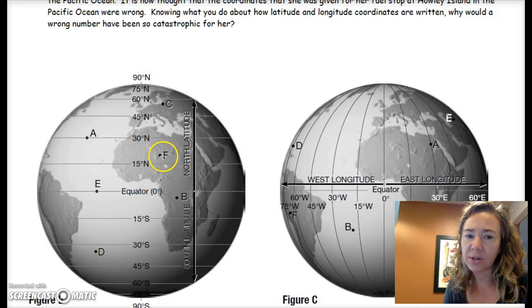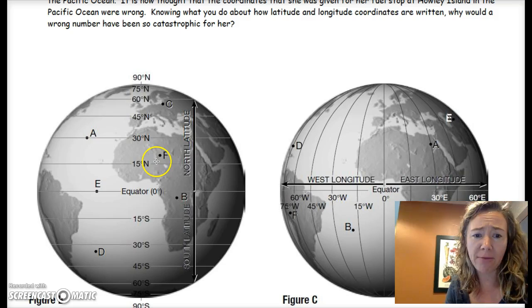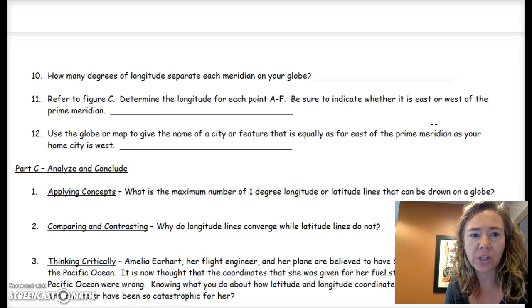Point F gets a little tricky. It's in the middle of Africa somewhere. Right, actually right in the middle of the Sahara it looks like. It's between 30 and 15. So we're going to have to estimate here. Don't worry about minutes. We don't know precisely because we don't have as accurate a tool, but give me an idea somewhere between 15 and 30 where point F lies. So that's what we're doing for question 6.